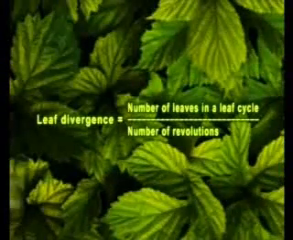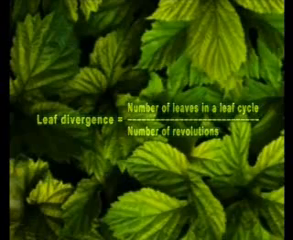This arrangement is based on an exceedingly complex calculation. If n is the number of revolutions we need to make, beginning at one leaf, until we encounter another leaf at the same level, and if p is the number of leaves encountered during this cycle, then the p divided by n fraction is the leaf divergence that exists in plants. Leaf divergence equals number of leaves in a leaf cycle divided by the number of revolutions.